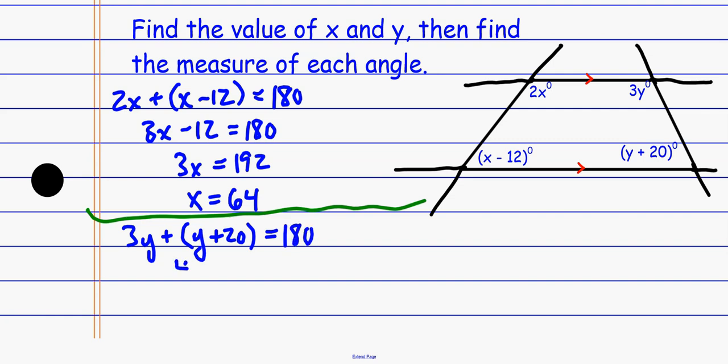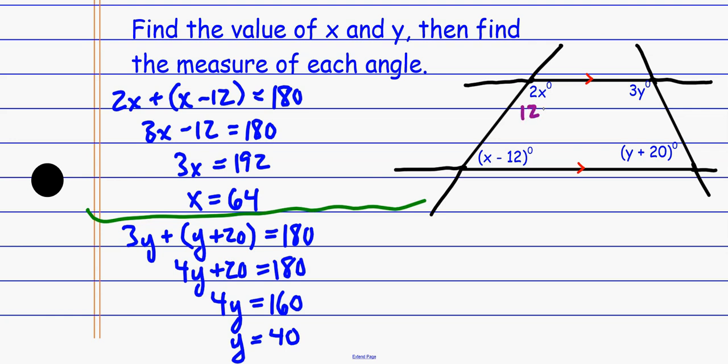Okay, combine like terms. Subtract that 20 from each side and divide by the 4. Okay? But now I still didn't quite answer the question. I found x and y just like it asked me to, but it also asked me to find the measurement of each angle, so I have to plug each of these in.